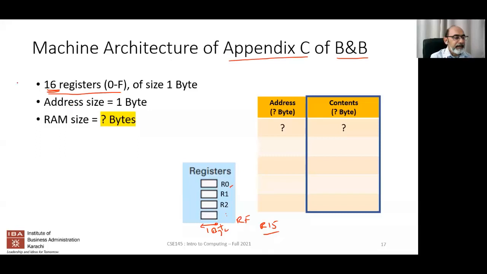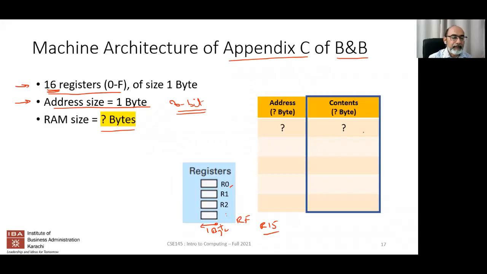And the second thing that is specified in this architecture, and you can refer to this as an 8-bit computer, because now the address size is given to be one byte. So this is an 8-bit computer architecture. Not 32, not 64, but a very simplistic 8-bit computer architecture. Now, my first question to you is that if this is an 8-bit architecture, which means that the address size is 8 bits, can you tell me what is the maximum memory that it could have?